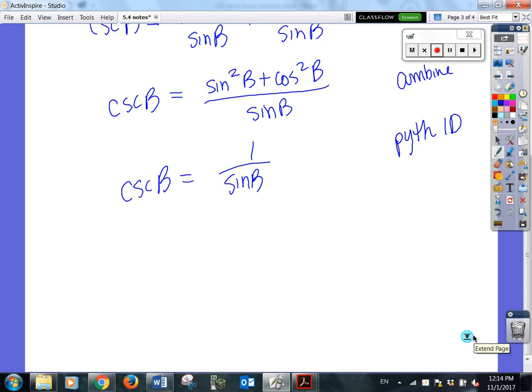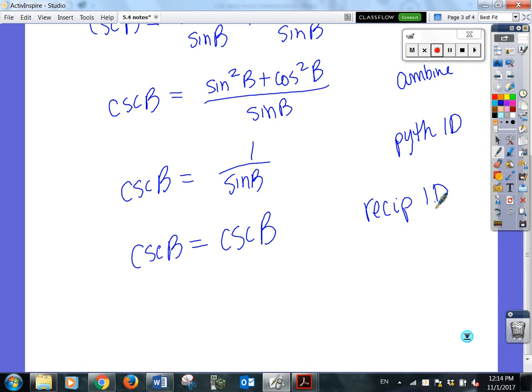And then we use our reciprocal ID. Cosecant B equals cosecant B. And again, that was because of the reciprocal ID. Notice the left side never changed. I cannot do something to both sides. I pick one side, and all it is is a simplify problem. Simplify that side. The proof just states your reasons.